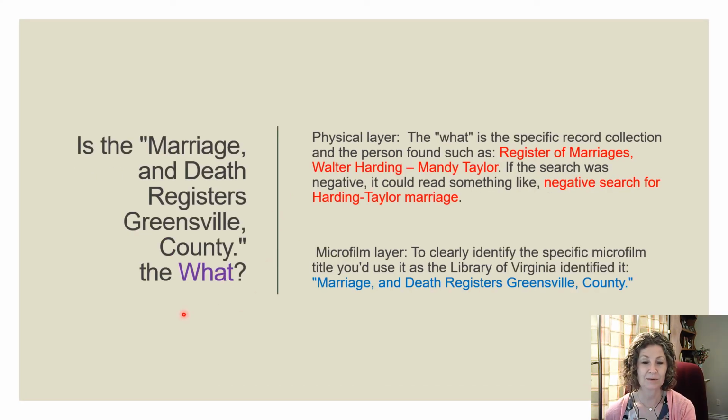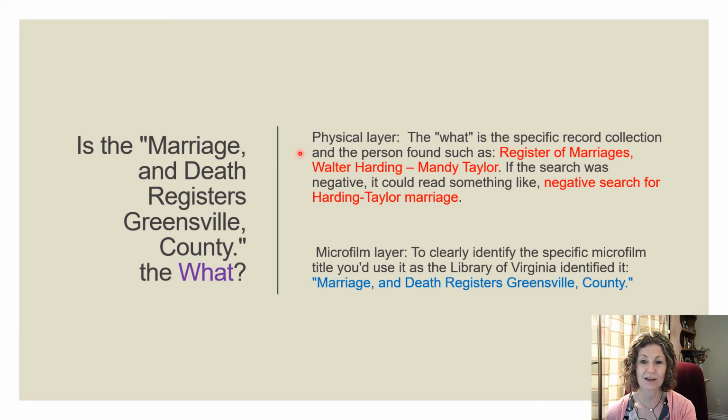Now, her next question was, is the Marriage and Death Registers Greensville County the what? And it is for the microfilm layer. So this is how the Library of Virginia identifies it, Marriage and Death Registers Greensville County. And so that is a perfect definition of the what for the microfilm layer. For the physical layer, we have to determine that ourselves.